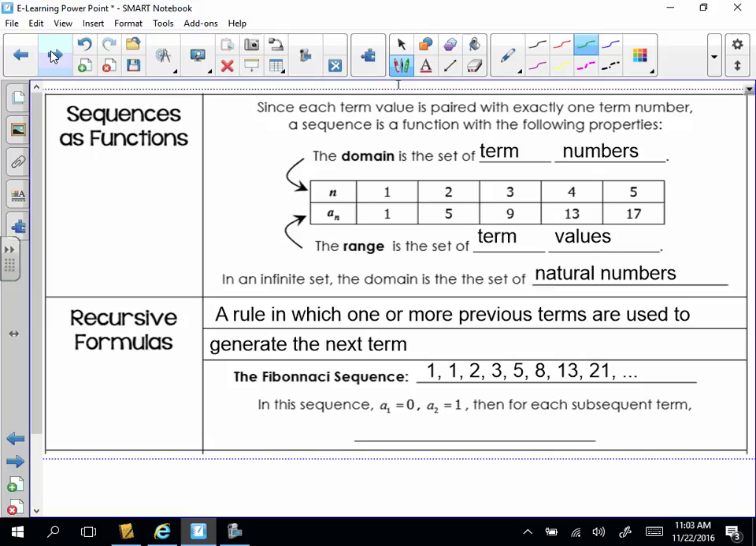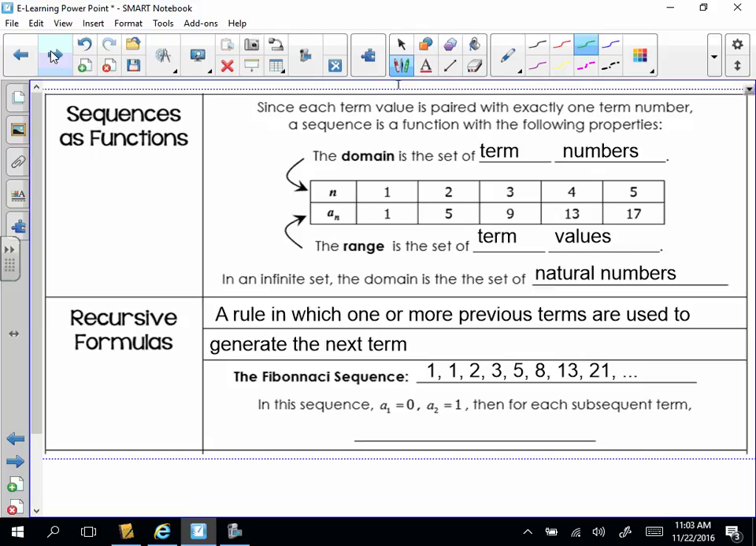Sequences can be functions. Since each term value is paired with exactly one term number, a sequence is a function with the following properties. The domain would be like your x's or your input. The domain is a set of term numbers, the 1, 2, 3, 4, 5, etc. The range is a set of term values, the value you get in the sequence. So like 1, 5, 9, 13, 17, etc. For an infinite set, the domain is the set of natural numbers.